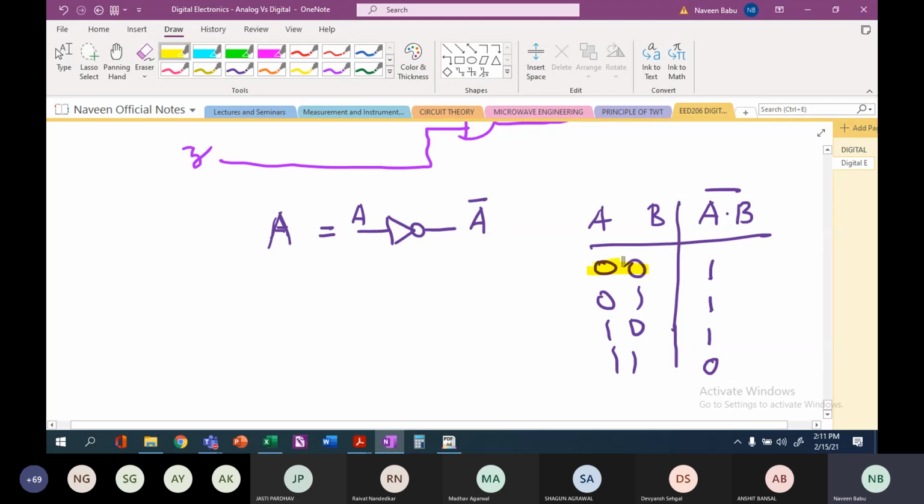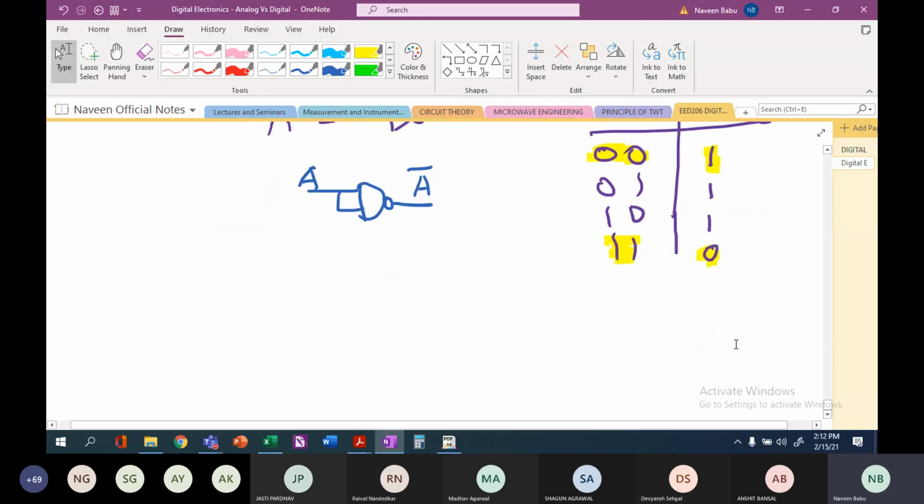For the same inputs, when both the inputs are the same, 0 0 and 1 1, you can see here that 0 becomes 1 and 1 becomes 0. Hence, this function can be implemented by just using a NAND gate by combining both the inputs like this. So this can be given as A and this can be A bar.